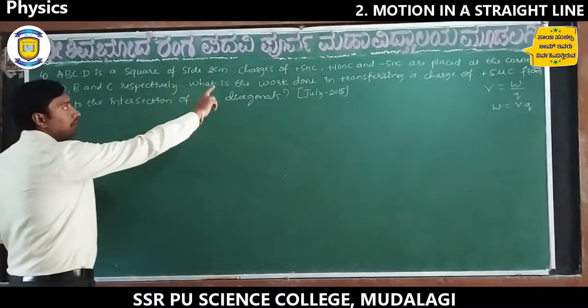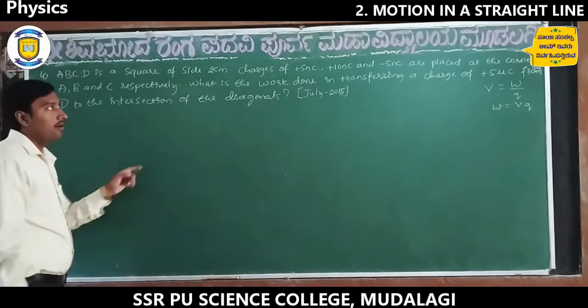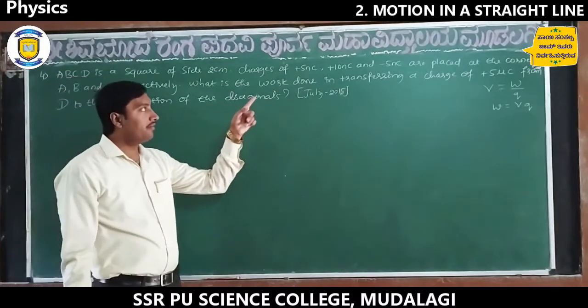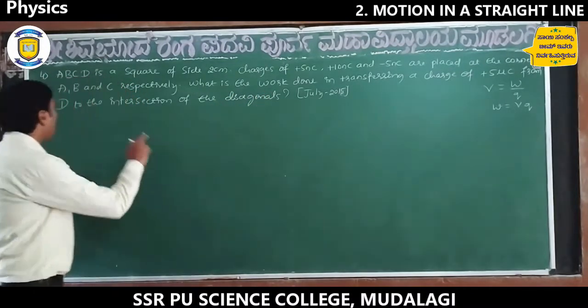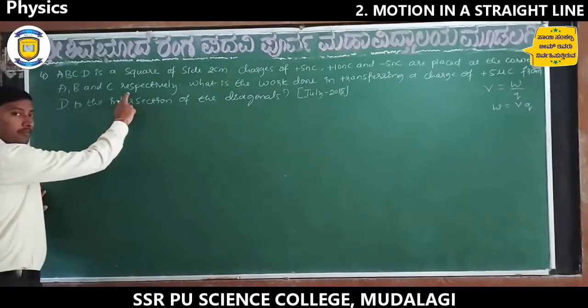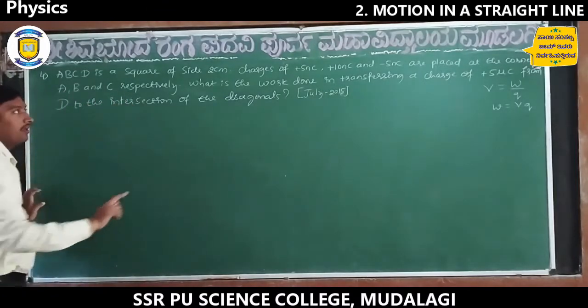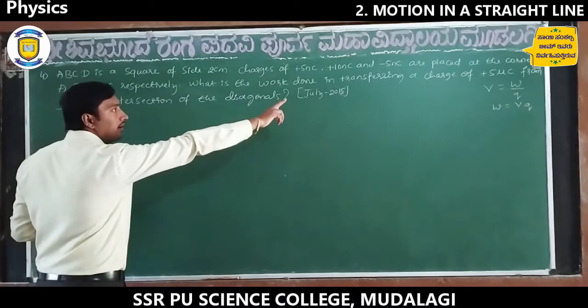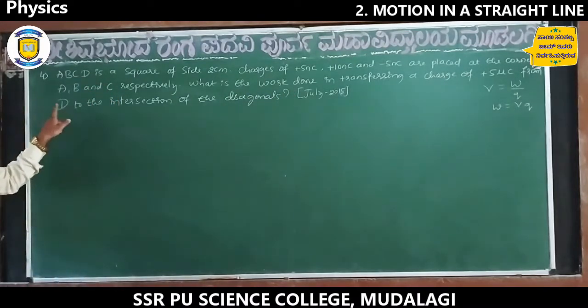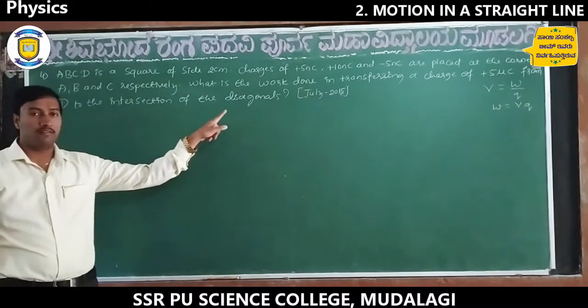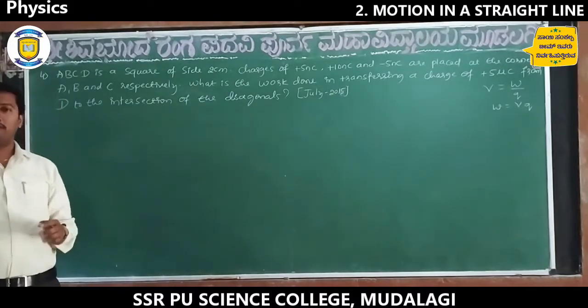ABCD is a square of side 2 cm, and charges of 5 nC, 10 nC and minus 5 nC are placed at the three corners A, B, C respectively. What is the work done in transferring a charge of plus 5 μC from point D to the intersection of the diagonals?